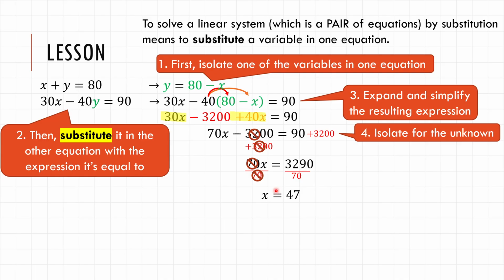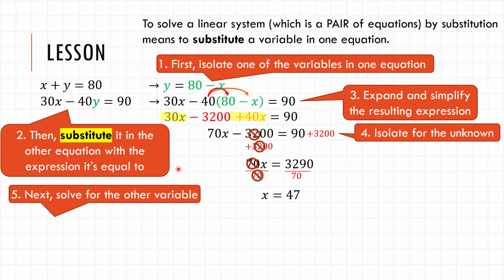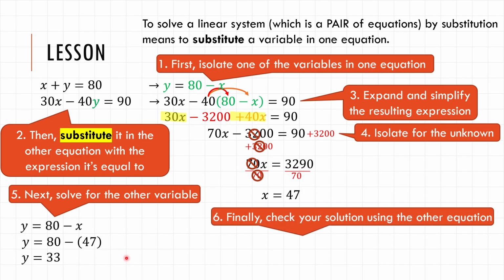Now what's y? Well, I have an equation here that tells me the value of y if I know the value of x. So I'm going to solve for y just by taking that equation and again substituting 47 for x. 80 minus 47 is 33. So x is 47 and y is 33. That is the point of intersection, but our last step is actually just to double check our solution.